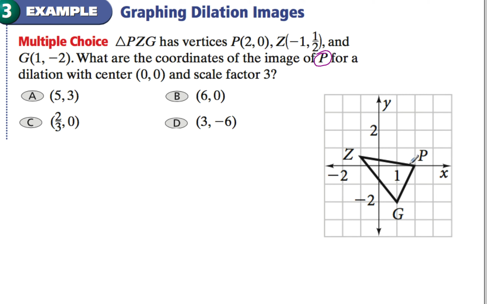So what do I do? I look at P, which is 2, 0. I have a scale factor of 3, so I'm going to do 3 times P, which is 3 times 2, which is 6, and 3 times 0, which is 0. So my answer is going to be B.